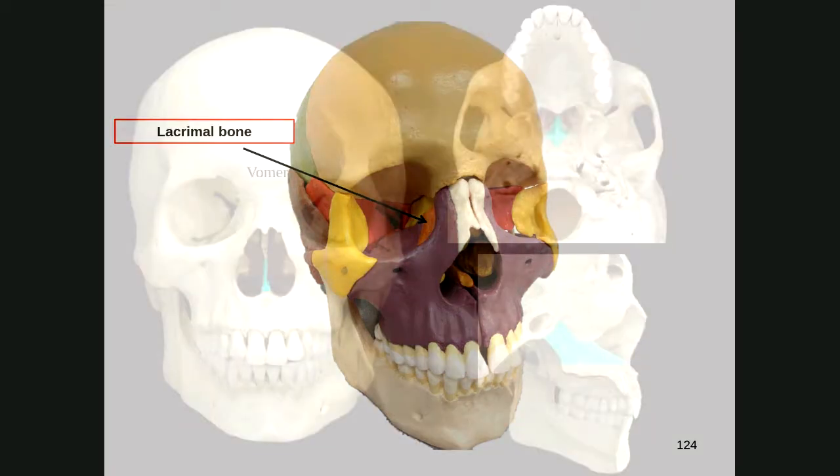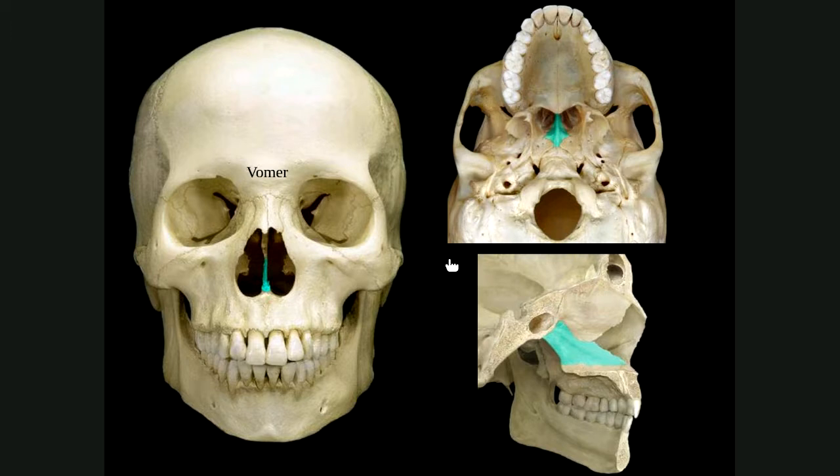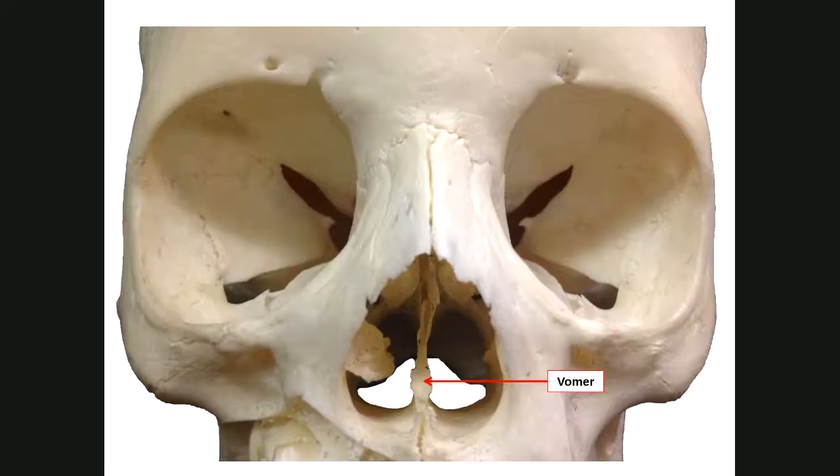All right, vomer. Here are the three different views that you can see the vomer from. It makes up the inferior posterior portion of the bony nasal septum. You can see it here on the inferior view of the skull. And then when we have a sagittal view, it sits at the bottom there. You can see it right there. Inferior nasal concha, we've already seen that.